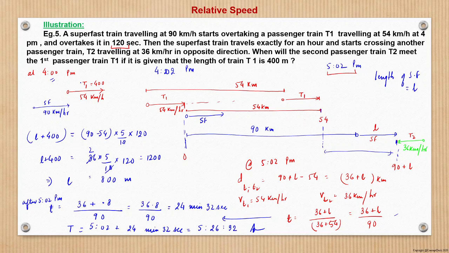For that we know that since passenger train 1 was overtaken by the superfast train in 120 seconds, from here we can use the given data. Moving in the same direction, the relative speed will be 90 minus 54. So the length we obtained is 800 meters, right? 800 meters. So we will use this length of the superfast train here to obtain the answer to this question. So that is the solution to this question.